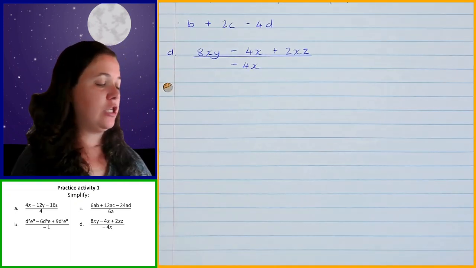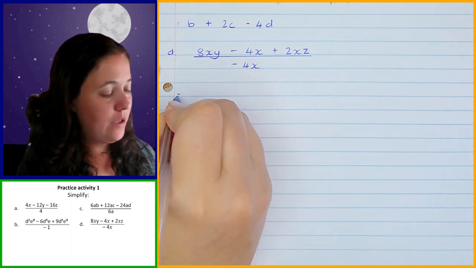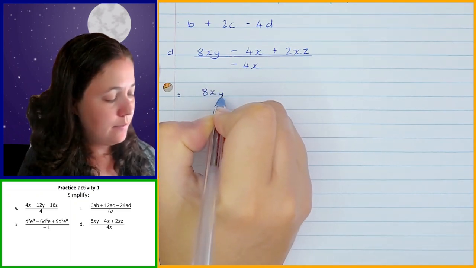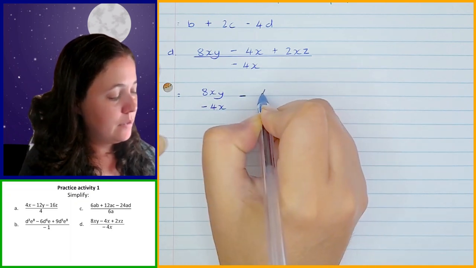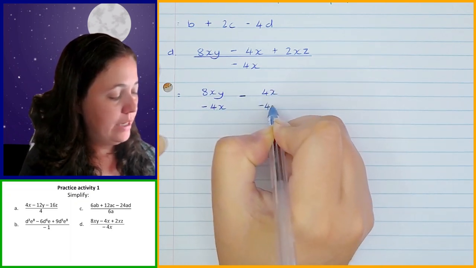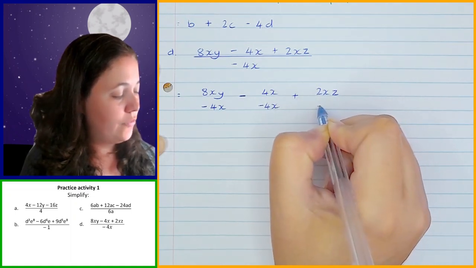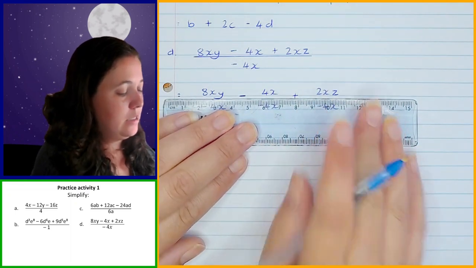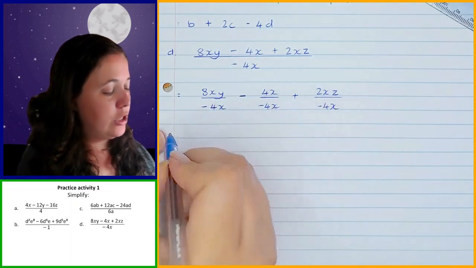Now let's have a look at question D. So in question D, again, same thing, we're going to start off by splitting it up. We've got 8xy over negative 4x minus 4x over negative 4x plus 2xz over negative 4x. And I'm going to put my fraction lines in. And now we're going to go and simplify.